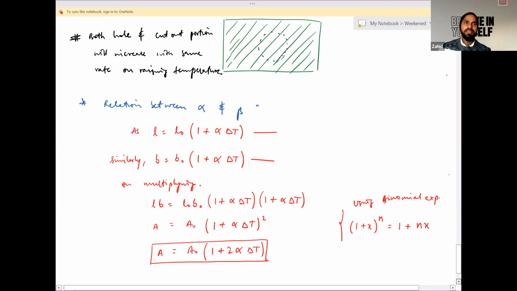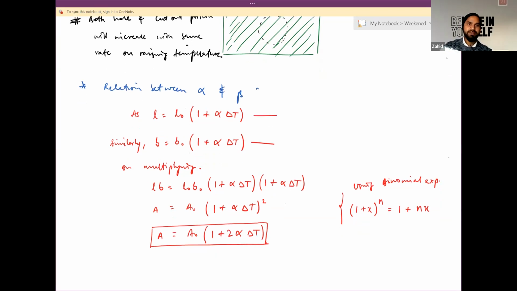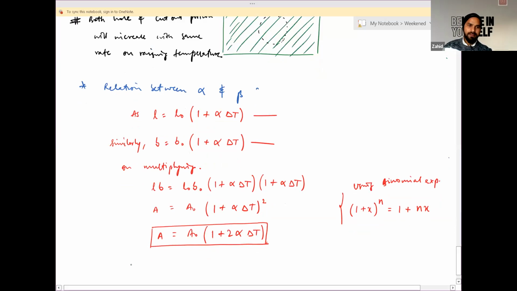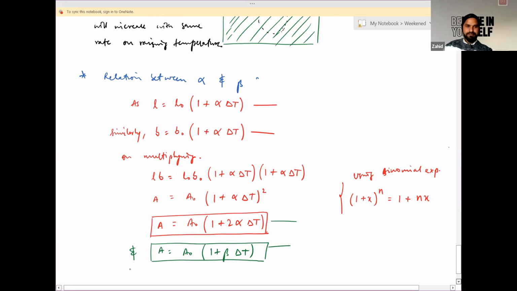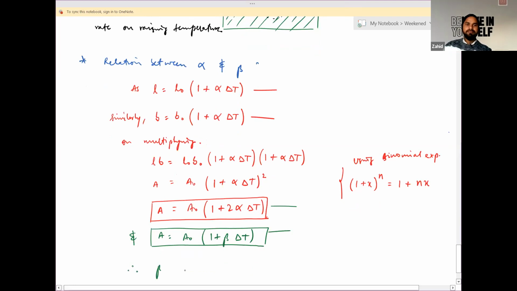And initially, we have defined beta to find A. So we can write A equals A naught (1 plus beta delta t). Now in these two equations, all the other terms are the same, so we can relate these two equations. So you get beta equals 2 times alpha, or alpha equals beta by 2.